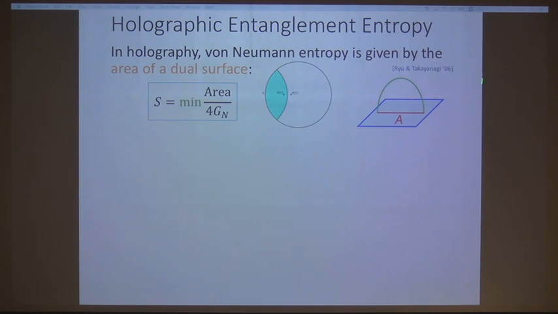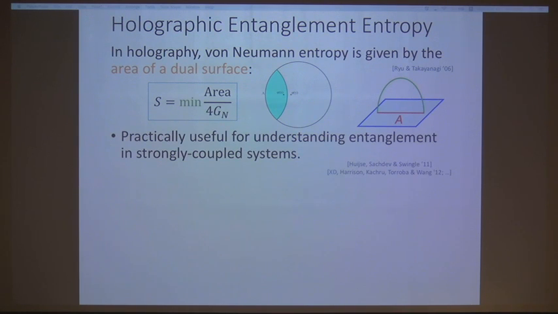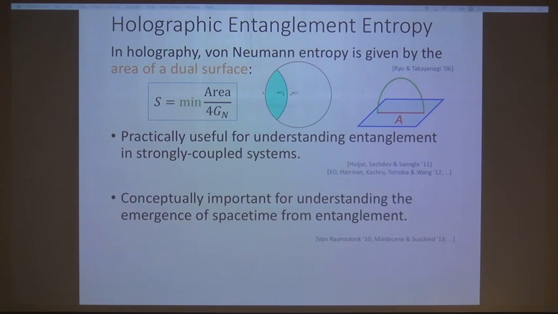One can also add a time direction here and say the same thing. Here A is the boundary region and the geodesic here is the RT surface. I want to just quickly mention two things about this formula. It's very practically useful for understanding entanglement in strongly coupled systems, and indeed has been applied to many contexts in holography, not just AdS/CFT, but perhaps more general spacetimes. And also, it is very conceptually important for understanding the emergence of spacetime and gravity from entanglement. It's a very concrete connection between the structure of entanglement and the spacetime geometry in the bulk.